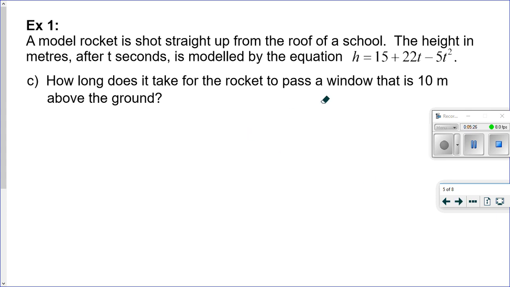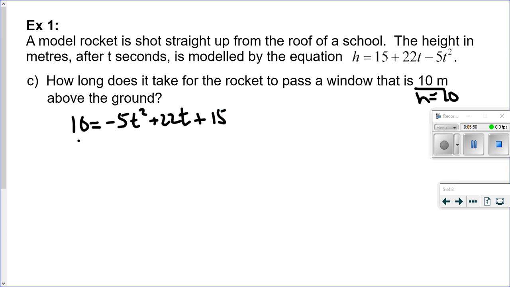How long does it take for the rocket to pass a window that is 10 meters above the ground? Since we're looking at the height of 10 meters, we replace the h with a t, or with the height. Now we've got to solve for t. However, we can't do it with the number 10 there. It has to equal 0.